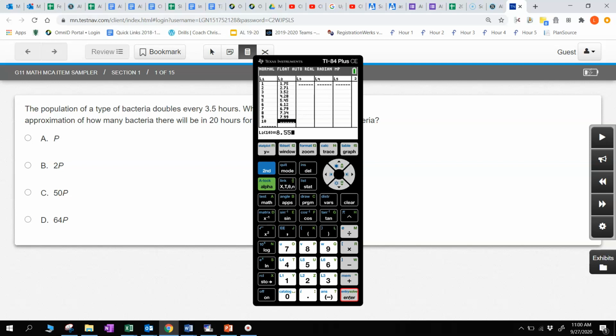That's one of the most common mistakes. People say they get an error on their calculator. It's because they forgot to hit Enter after that last one. Otherwise, it doesn't read a y value for 10.